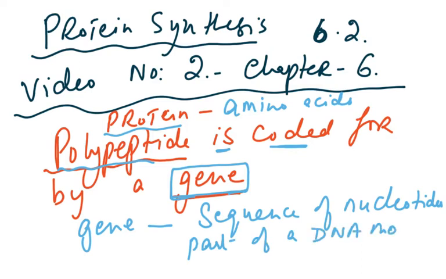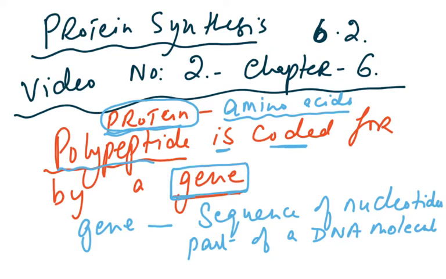So basically you have to first understand what a protein is. A protein is made up of amino acids. There can be proteins with 1,000 amino acids, or proteins with 500 amino acids. They vary.